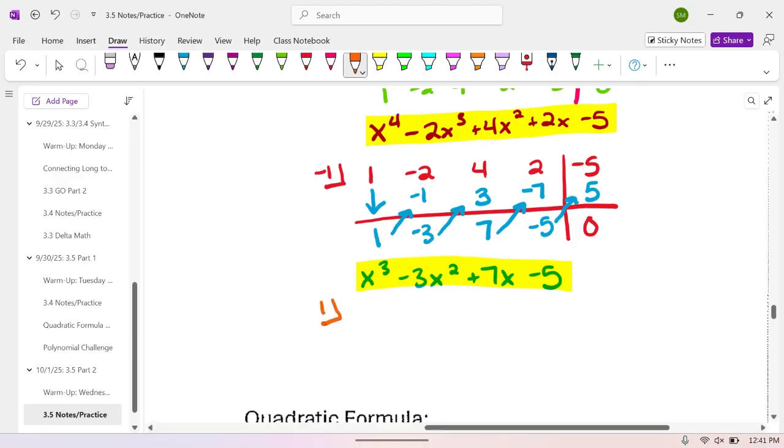So, I'm going to use my last remaining root, which is the 1. What is going across the top, Leslie?